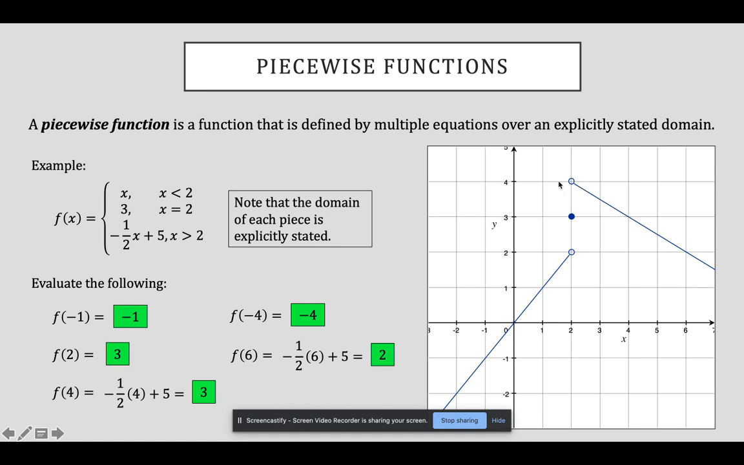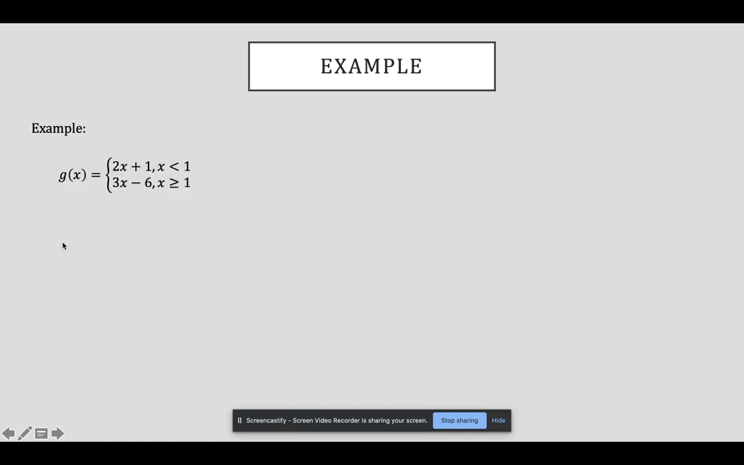We're going to talk a lot more about graphing piecewise functions later on in the chapter. For now, you just need to know how to evaluate them. But make note that every single point on this piecewise function would correspond to the equations that define our function f of x. Okay, let's try another one. Here's another piecewise function. Notice that this piecewise function has 2 pieces to it. We have g of x is equal to 2x plus 1. That's the equation that we want to use when x is less than 1. And we have g of x is equal to 3x minus 6 when x is greater than or equal to 1. Okay? Note that the domain of each piece is explicitly stated.